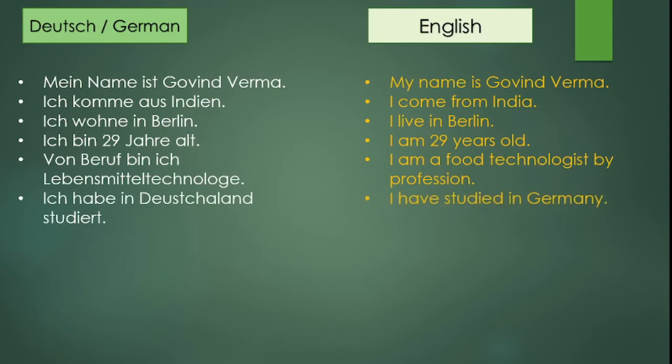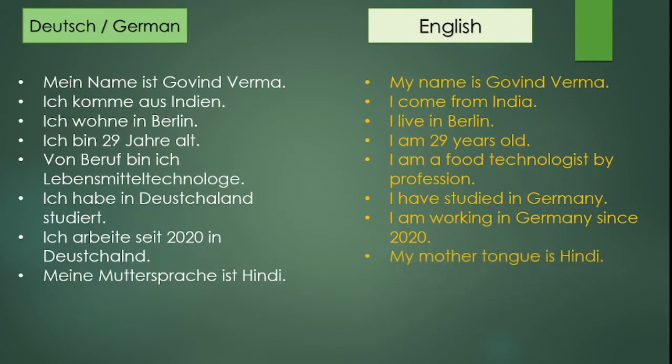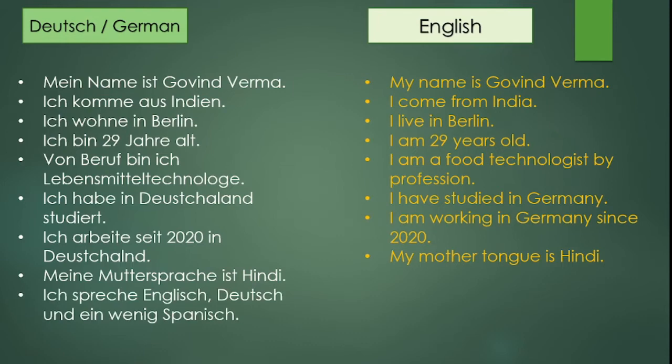I have studied in Germany, and then you can mention where or how long you are working in that place. Ich arbeite seit 2020 in Deutschland. I'm working in Germany since 2020. Meine Muttersprache ist Hindi. My mother language is Hindi. Ich spreche Englisch, Deutsch und ein wenig Spanisch. Means I speak English, German and a little Spanish.